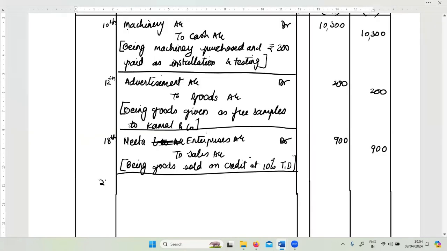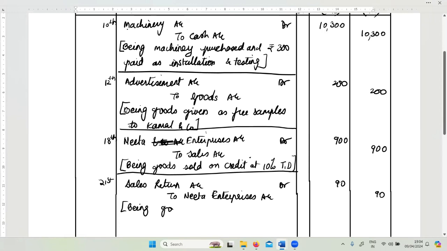So 21st, I write sales return account debit. Amount is 90 to Nita Enterprises account 90, being goods returned. Being goods returned rupees 100 gross. Right? So this is the end of the transaction on 21st.